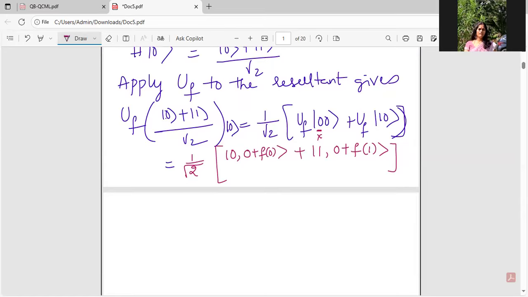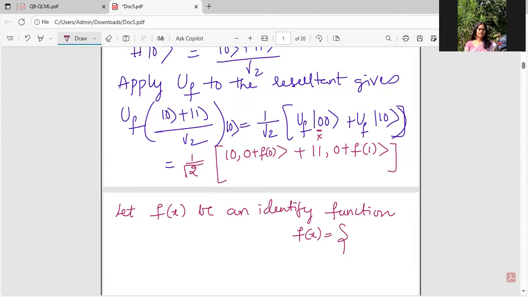Now let us see what happens if f of x is an identity function. Then what happens? What is an identity function? F of x is equal to 0 for x is equal to 0, and 1 if x is equal to 1. So let's see, x is equal to 0 and x is equal to 1.